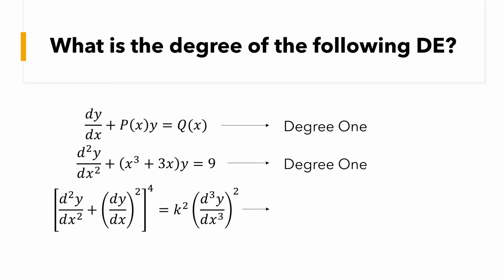Okay, then for our third, this is our highest, d cubed y over dx cubed. However, it is raised to the quantity squared here. So that means the exponent of the order is 2, therefore this is degree 2. So, okay, so another example.